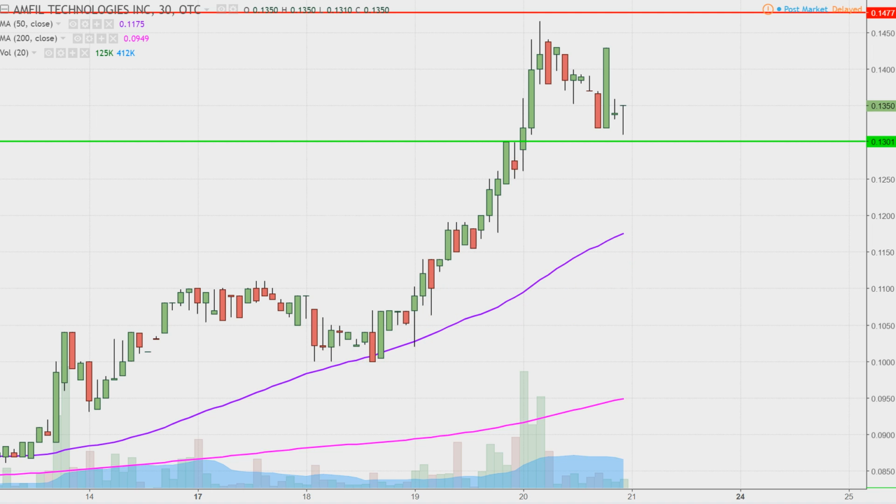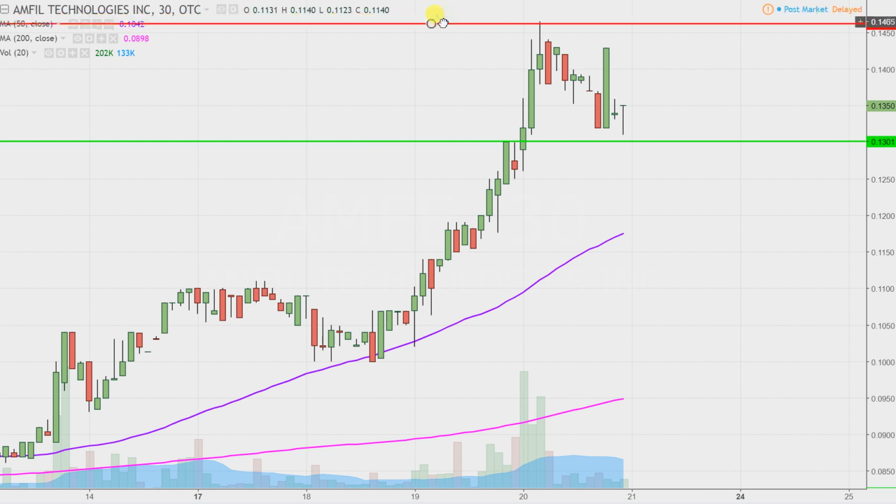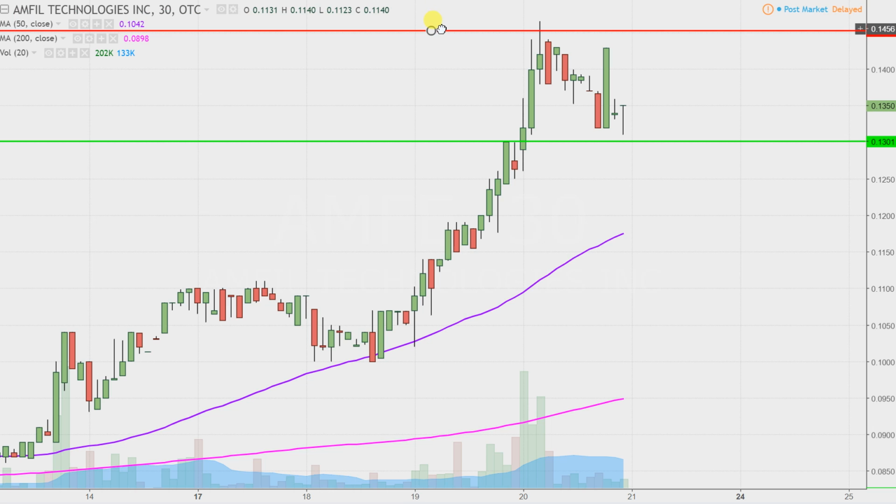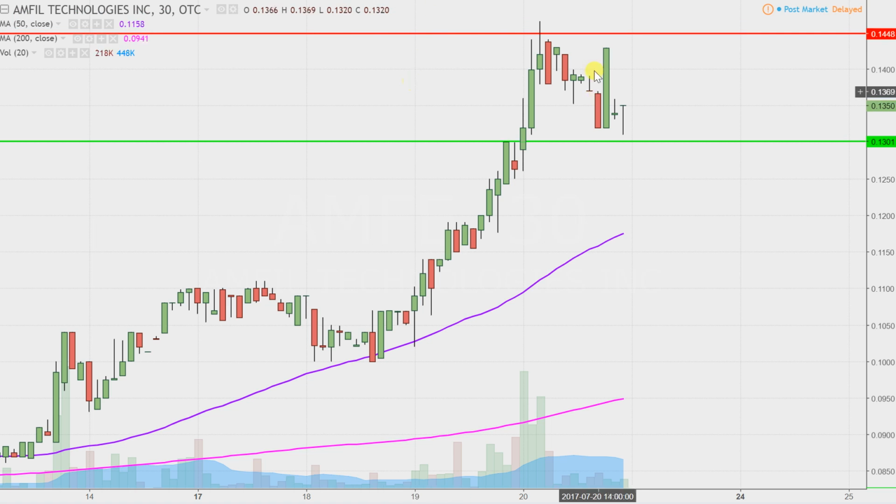What about areas of resistance? If this upwards move is going to continue, where are some of these battlegrounds? As it stands right now, the sellers seem to be hanging out right up there around the 14.5 cent mark. So 14.5 cents, key level of resistance going forward.